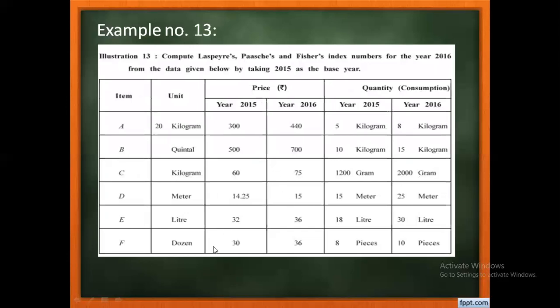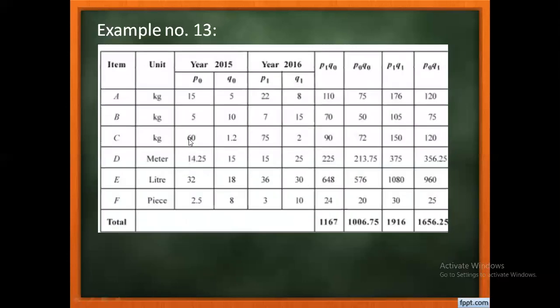But here the quantity is 1200 and 2000 gram. So if we convert this gram into kg, as you know, 1 kg is equal to 1000 gram, right? So 1200 divided by 1000 comes to 1.2 kg. Similarly, 2000 gram, in other words, you can say it's 2 kg. How? 2000 divided by 1000, right? So instead of 1200 and 2000, we'll write 1.2 and 2. I hope it is clear, right?